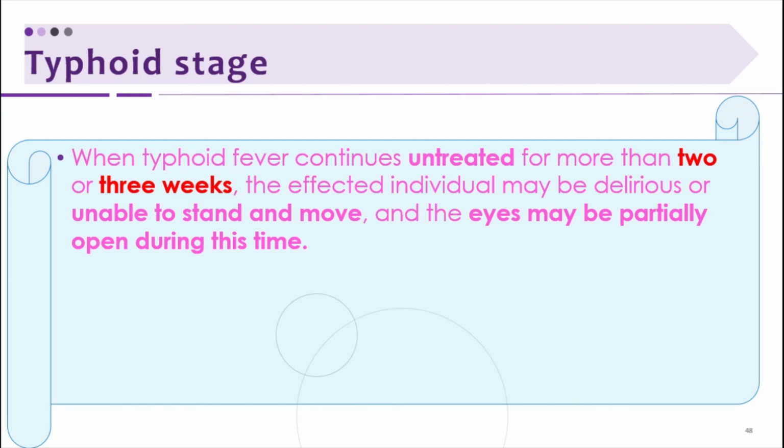So it is necessary to diagnose the patient clinically initially so that they can be treated early and they do not face the severe complication of this disease, that is the typhoid stage. So here we will complete the enteric fever, and at this stage a fatal complication may emerge if it is not treated in time. So we'll stop here and we'll continue in the next lecture.